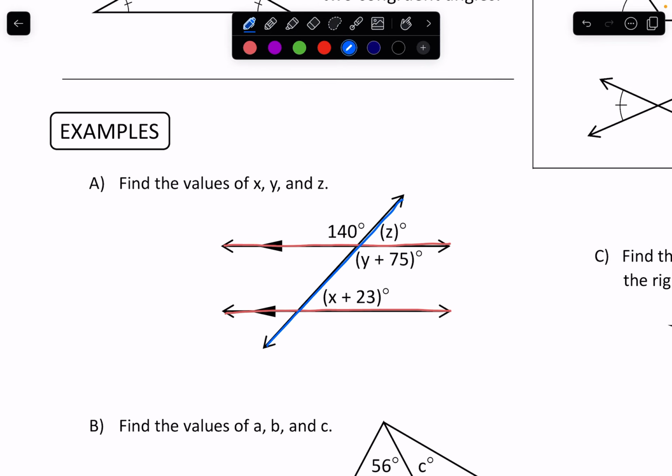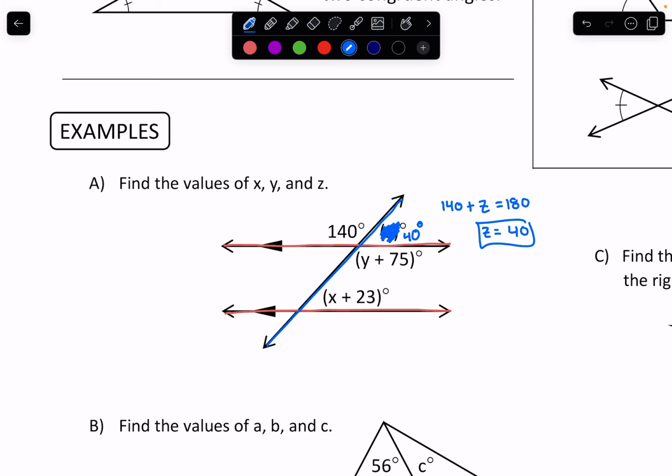So that means if I take 140 and I add Z, I should get 180, which makes it really easy for me to come up with the fact that Z is equal to 40. So I've already found one of them. Now from here, lots of different options. What I like to do as I solve, now that I know what Z is, a lot of times I will put 40 degrees right here.